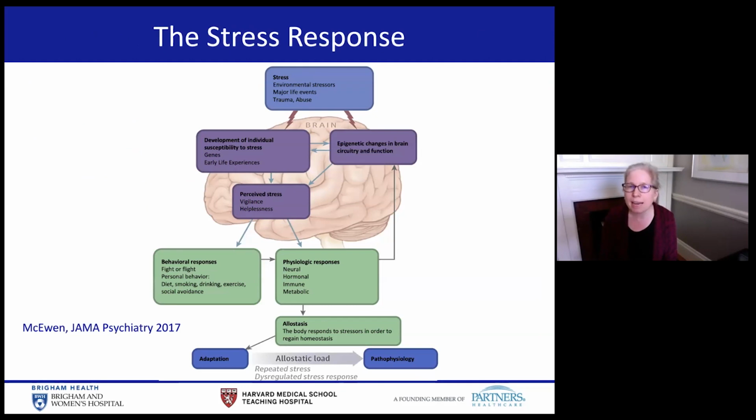So how does that happen? If we want to understand the ways in which adverse health consequences result from traumatic exposures, we need to take a look at the body's stress response. I'm going to just touch on this very briefly. There is an enormous amount of ongoing research into these physiologic mechanisms.